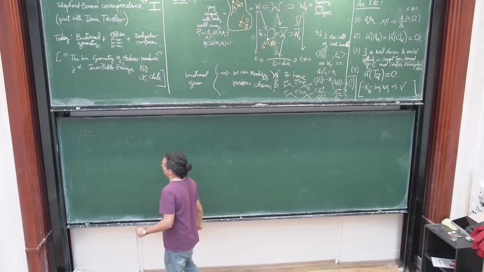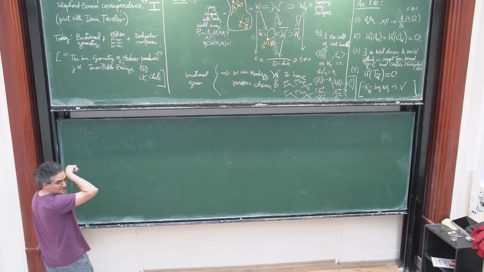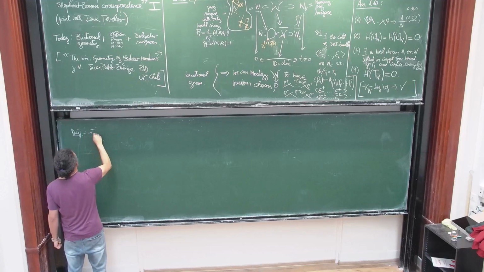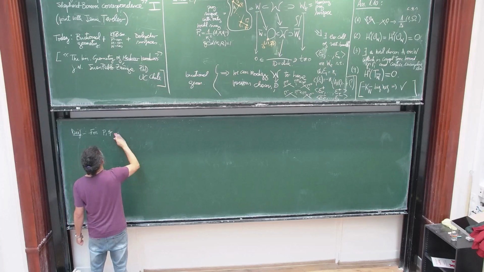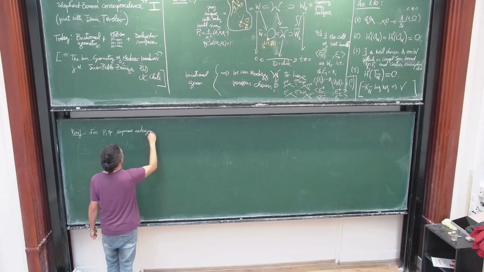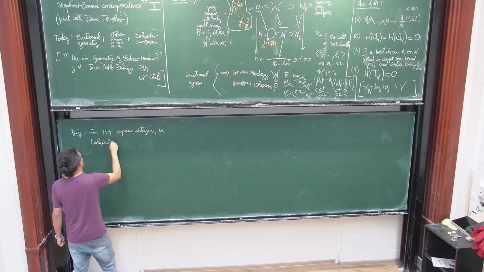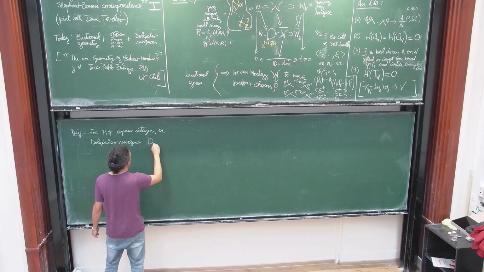And now, let me tell you something about these Dolgachev surfaces. I will define them as definitions. So, for p and q coprime integers, a Dolgachev surface, we call that D_{p,q}, is an elliptic fibration.